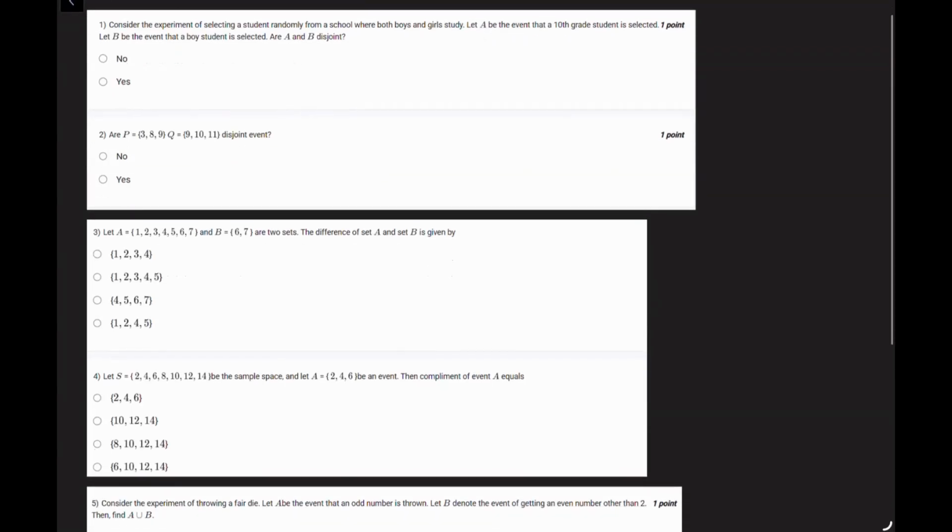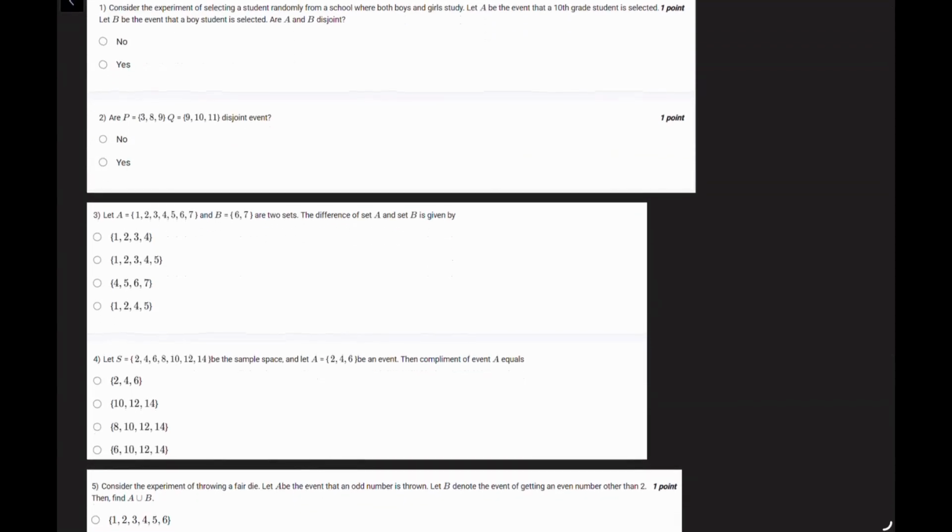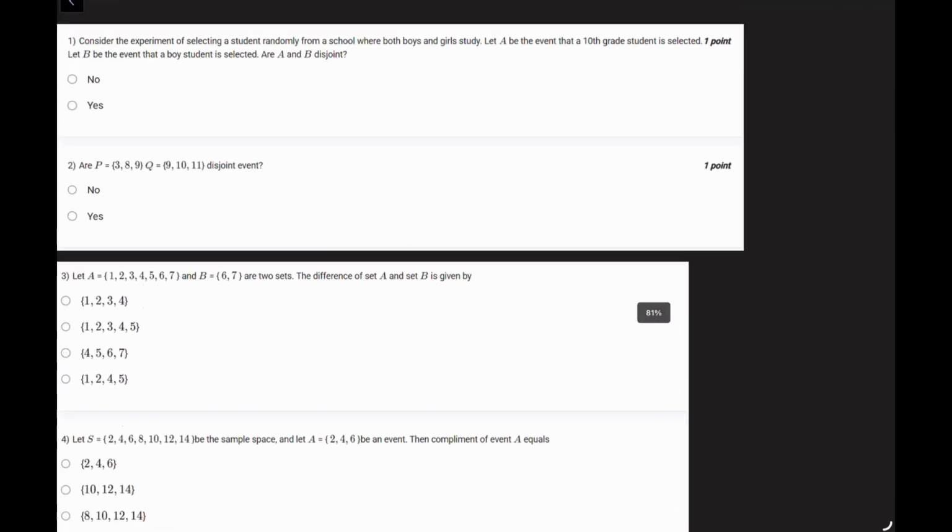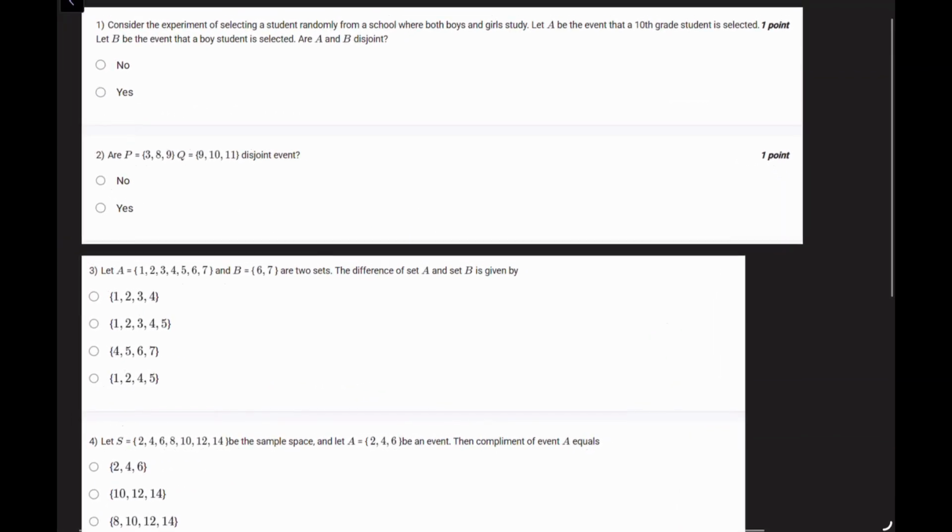So the next set of questions that we have here: consider the experiment of selecting a student randomly from a school where both boys and girls study. Let A be the event that a 10th grade student is selected. Let B be the event that a boy student is selected. Are A and B disjoint?